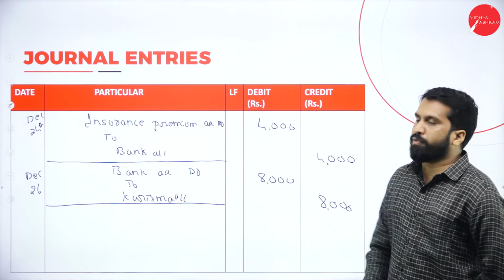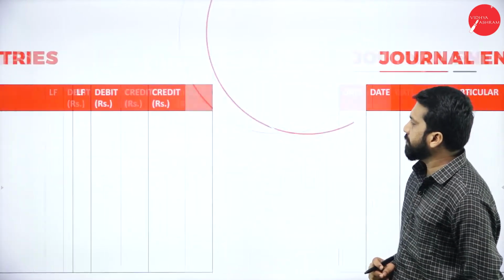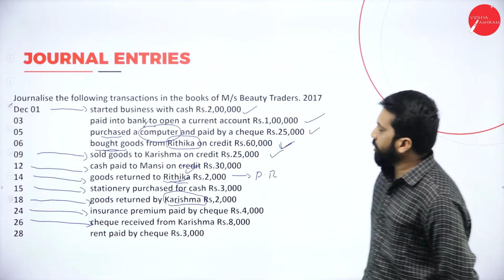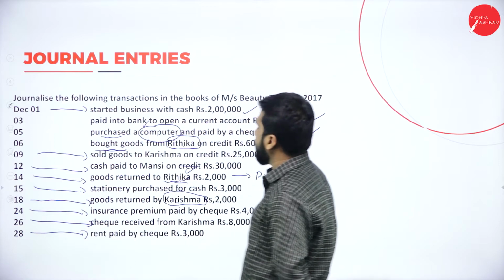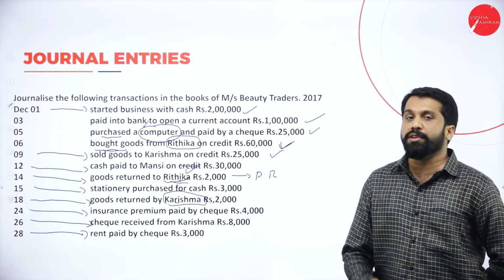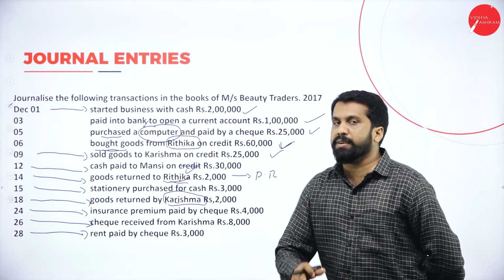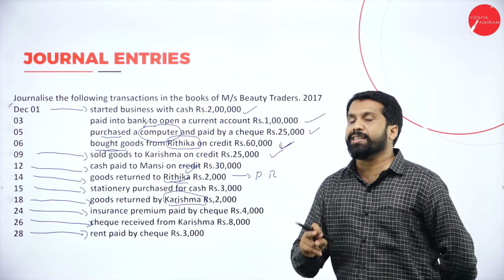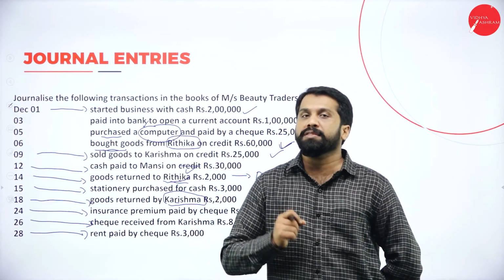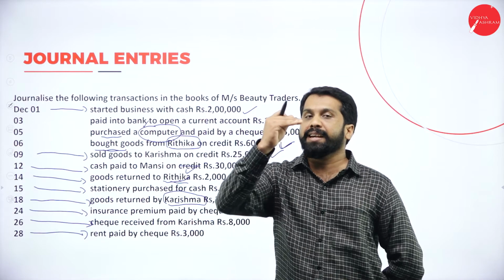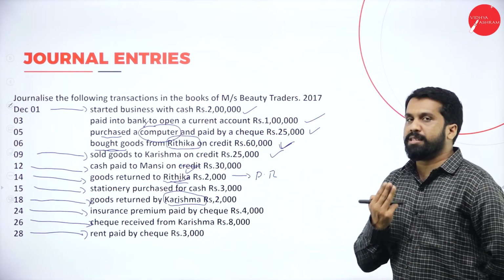Now, we'll go for the last entry for the day. Your last entry will be very simple. December 28th. Rent paid by check. Are you receiving or paying? You are paying. Cash should be debited. Whether you are paying by cash or check? Check. Check we call it bank. Bank should be credited. And for what reason are you paying? Rent. Rent account debit to bank account. What is the amount? 3000.